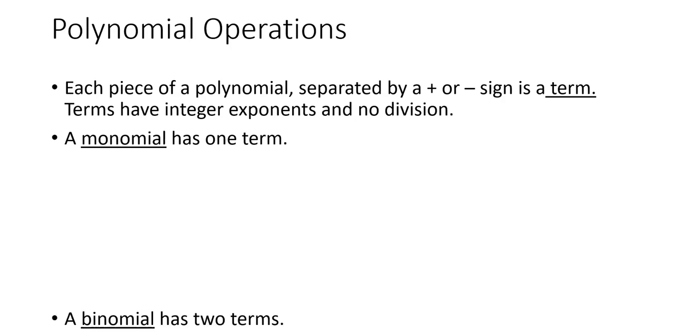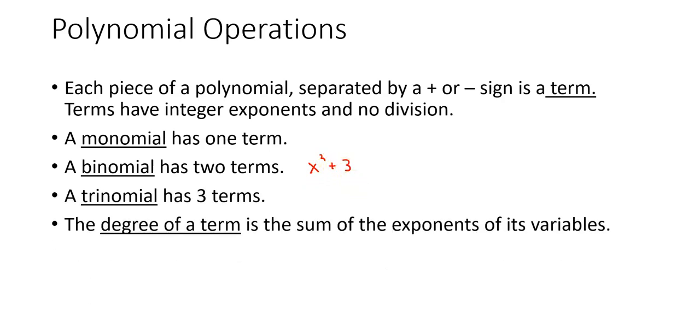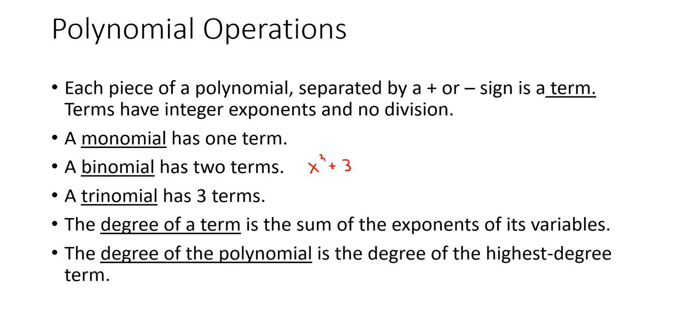One is by the number of terms. So a monomial has one term, a binomial has two terms. So for example, x squared plus 3 is a binomial. It's got two terms. A trinomial has three terms. We can also talk about the degree of the term. So in my x squared plus 3, the degree of the first term is 2. In fact, that means that the degree of the whole polynomial is 2.